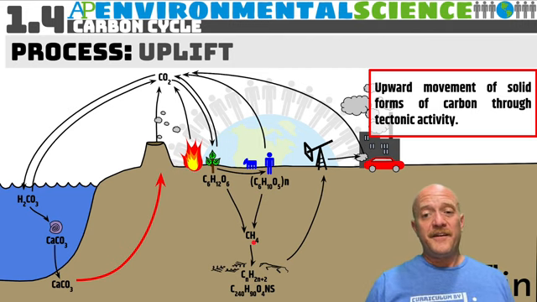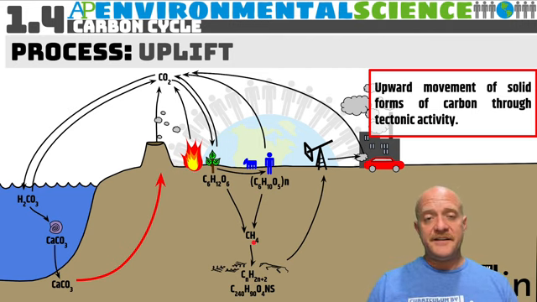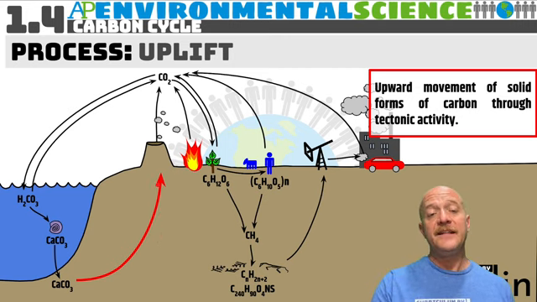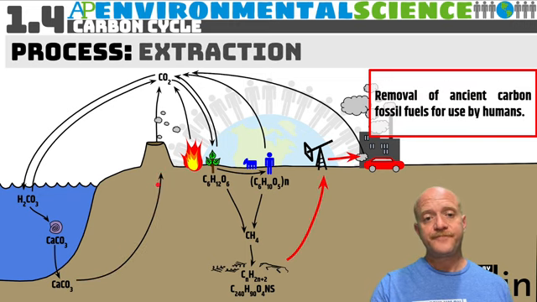Then we have uplift. Uplift is when you have tectonic activity, and we'll talk about tectonic activity in the future, but when you have this rock, like in the form of limestone, moves up towards the surface of the earth because of the actions beneath the earth's surface.